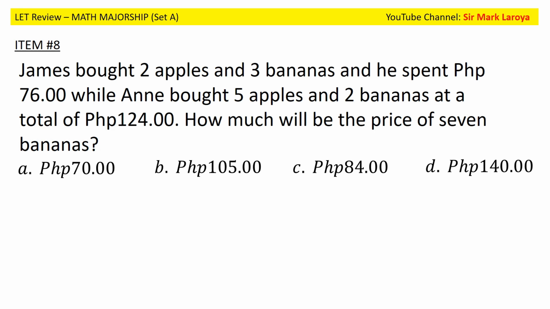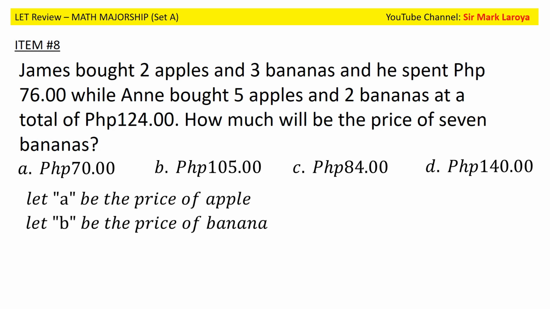So for this problem, kailangan makakreate tayo ng equations na pwede nating hanapan ng value for the variables. Wherein, meron tayong unang equation na mabubuo, yung sa kay James, na kung saan meron daw siyang biniling 2 apple at 3 banana. So let A be the price of apple and let B be the price of banana. So for James, 2 apples, so 2A, plus 3 bananas, so 3B, is equal to the total amount, 76 pesos. This will be our equation 1.